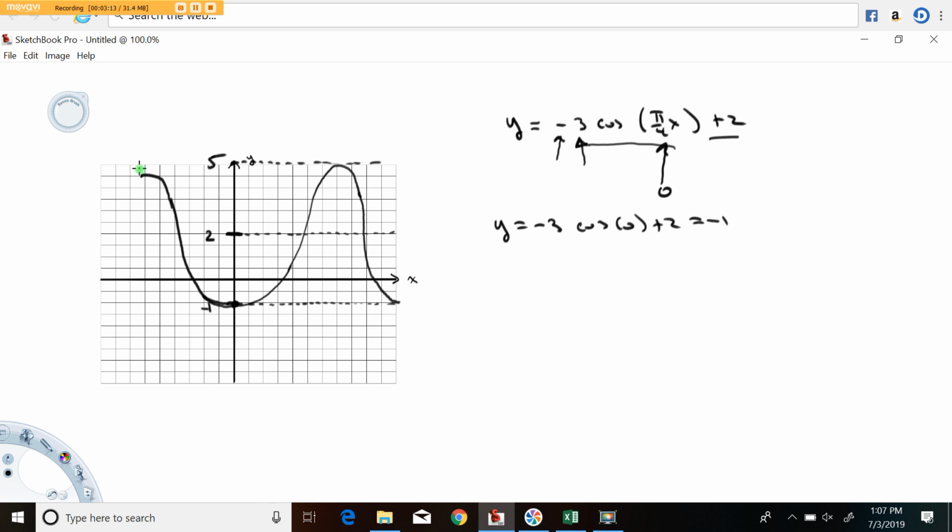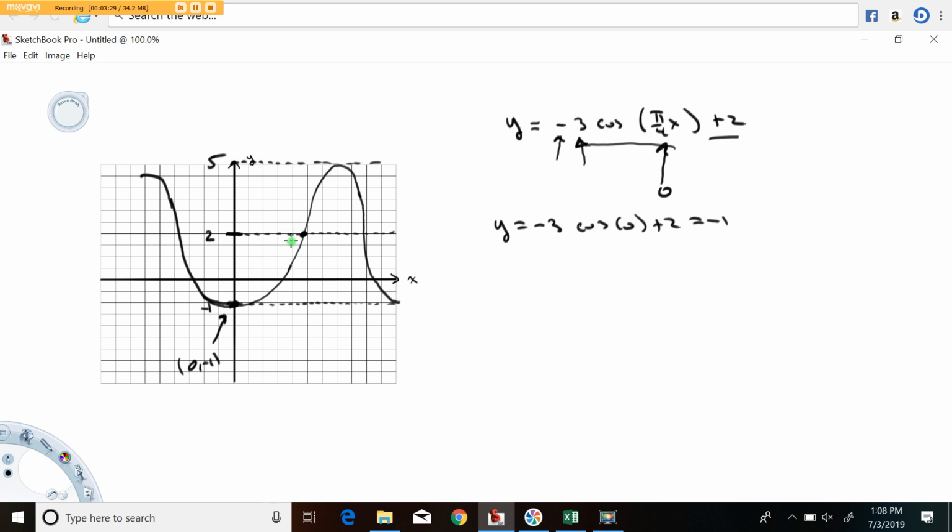Now that's a pretty rough sketch, honestly, but I'm going to call it good enough to move on for this example. Now these directions say to label a couple of points here. We've already labeled this one. That's the point 0, minus 1. I'm going to go ahead and label this one as well.